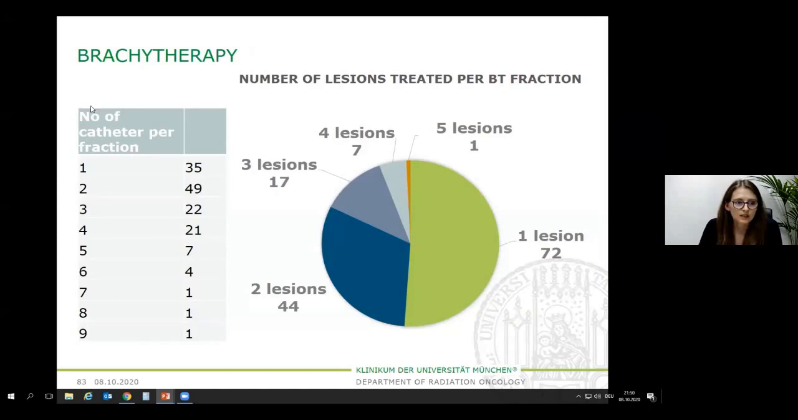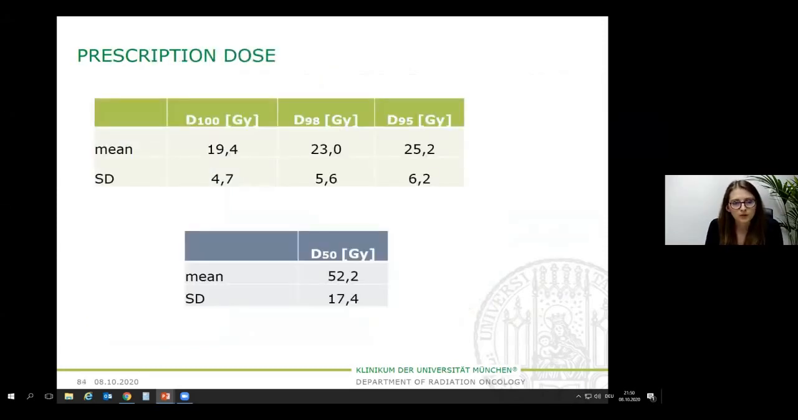You can see that sometimes you use a lot of catheters, so up to 9 catheters, and we mostly did 1 lesion, 2 or 3 lesions per fraction. But if the patient has 5 or 6 lesions, then we do like 2 or 3 treatments to treat them all. The prescription dose is higher than for HCC. So you can see here the mean is 19 gray.